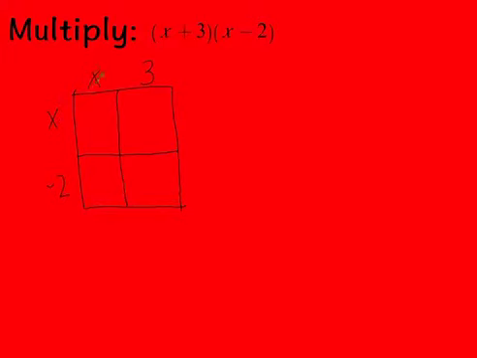So you'd say x times x, which would give you x squared. You would do x times 3, because you always do outside times the top, which would give you 3x. You do negative 2 times x, so outside times the top again, which would be negative 2x. And then outside times the top for this box, negative 2 times 3, to give you negative 6. Once you get the box filled out, then you write everything down that's in the box.